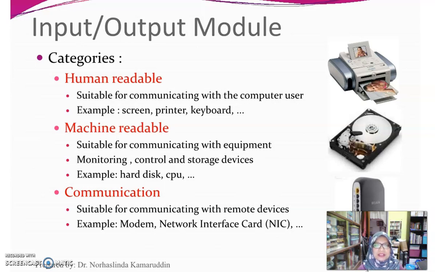One is human readable, which is suitable for communicating with the computer user. We have screen, printer, keyboard. Then we also have machine readable, which is suitable for communicating with equipment. For example, hard disk, and this is used for monitoring, control and storage devices. And last but not least is communication, which is suitable for communicating with remote devices. For example, we have modem and network interface card, graphical card.